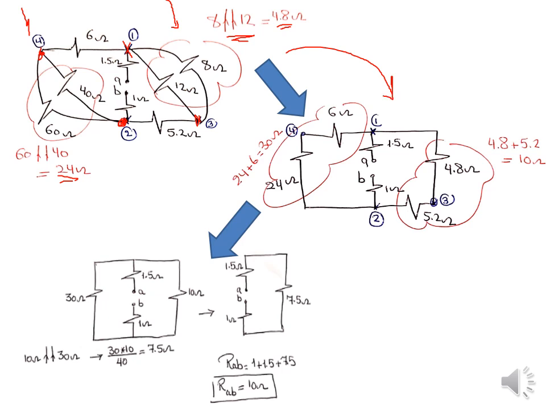طيب هلأ from here مبين كتير معنا إنه 4.8 وال 5 وال 5.2 are series. يبقى هشيلهم نحط محلهم their equivalent which is 10 ohm. طب من الميل الثاني من السيركت 6 وال 24 are in series as well. هشيلهم ونحط محلهم their equivalent which is 30 ohm and the circuit will be reduced to this.